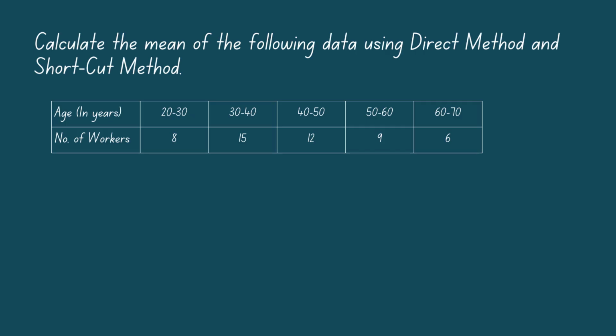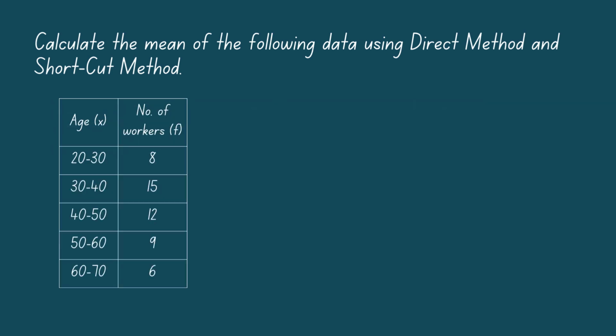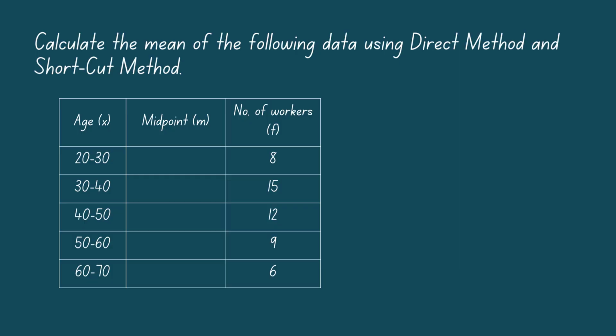So first, let us make this table into a vertical one with one column for age and the second column for number of workers, which is frequency. Then we know we have to find the midpoint. So I have added a column for the midpoint here. How do we calculate the midpoint? Add both the numbers in the class interval and then divide it by 2.